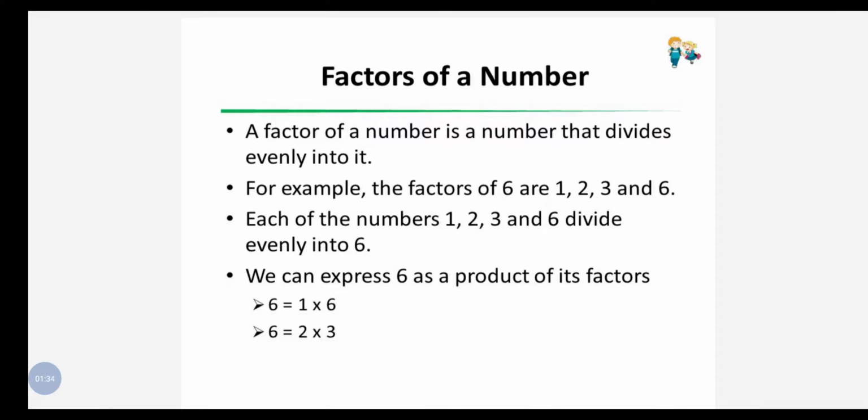For example, the factors of 6 are 1, 2, 3 and 6. So each of the numbers, that is 1, 2, 3 and 6, divides evenly into 6. As you know, we can express it as a product of its factors. For example, 6 is equal to 1 multiplied by 6. So whatever the factors of a number are, they are exact divisors of that number.